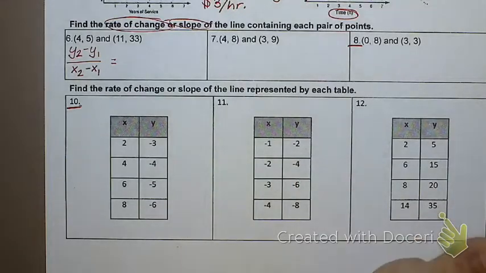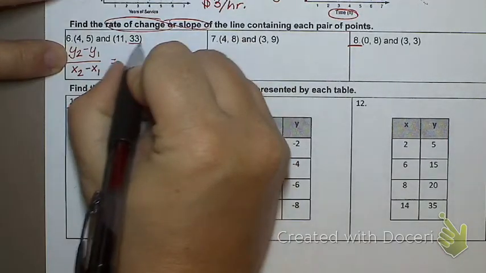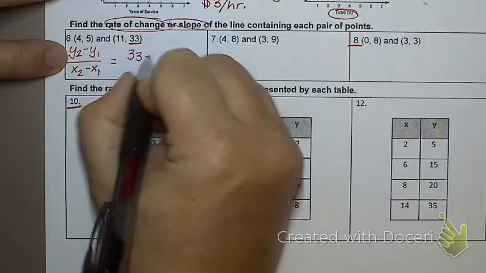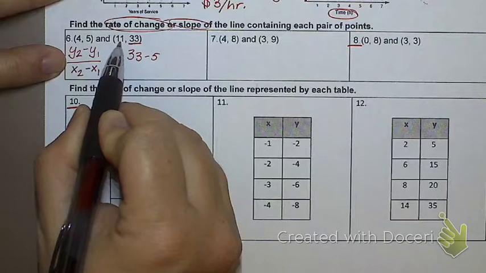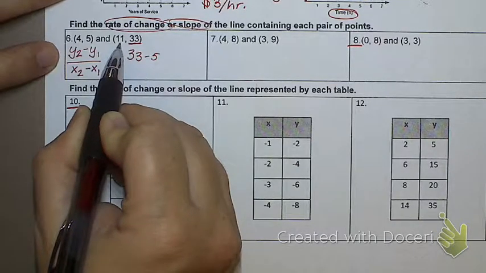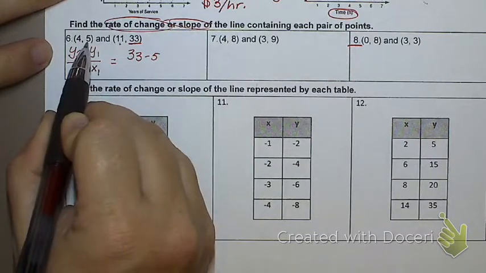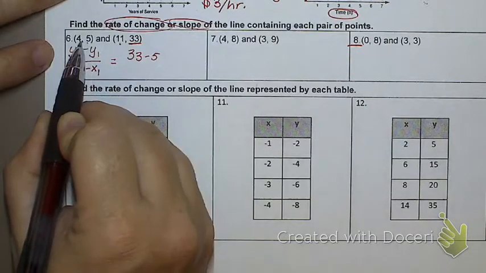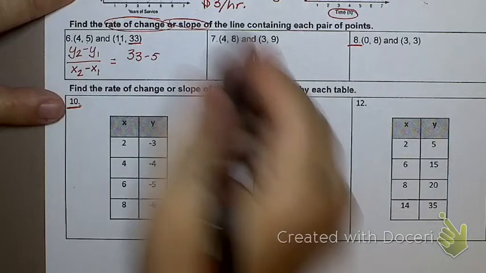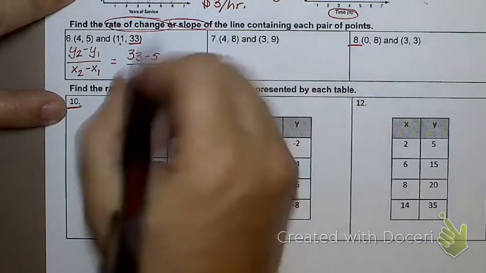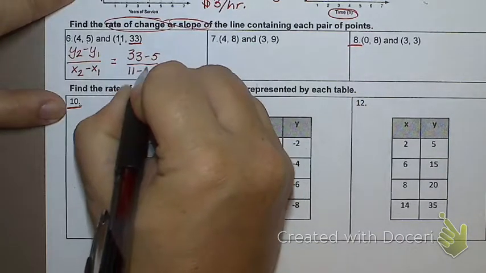What I need to remember about this is if I choose to do 33 minus 5 and I put this y value first on top, I have to put this x value first on the bottom. And if I chose to put this 5 on top first, I would have to put the 4 on bottom first. I have to stay consistent with the direction I'm going. So 33 minus 5 over 11 minus 4.